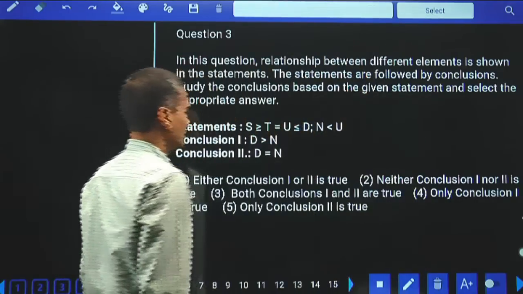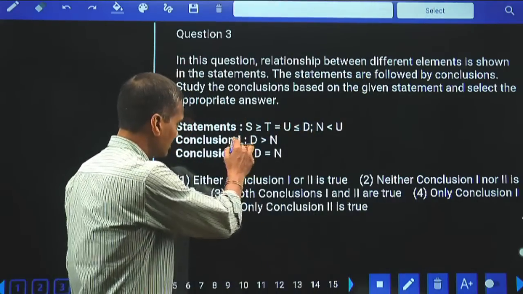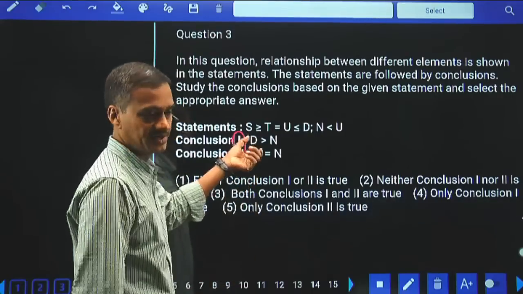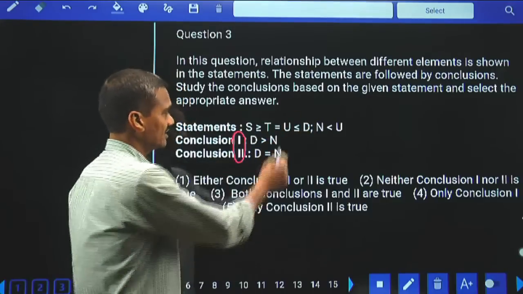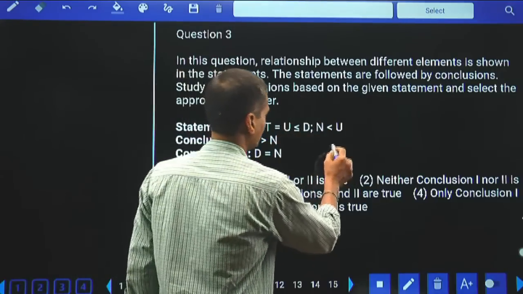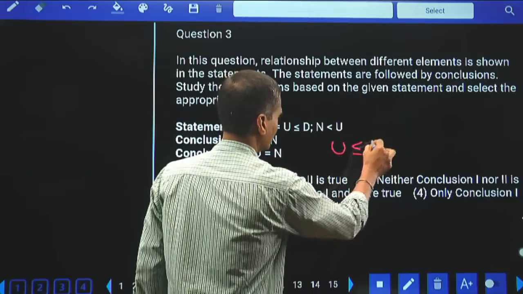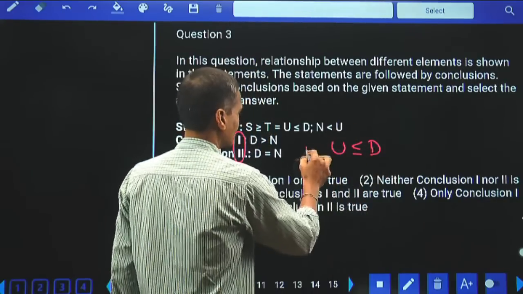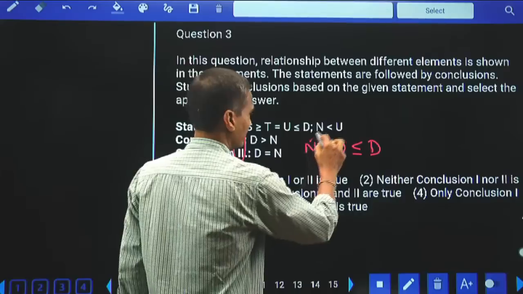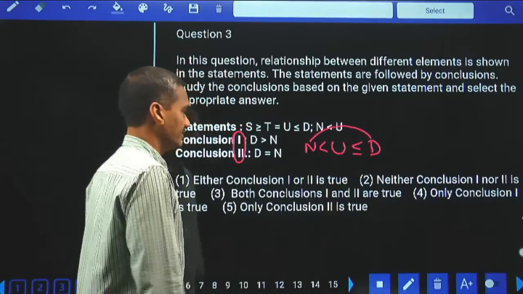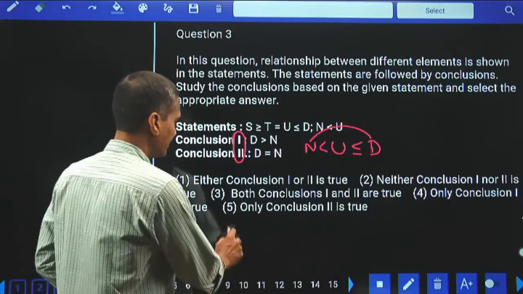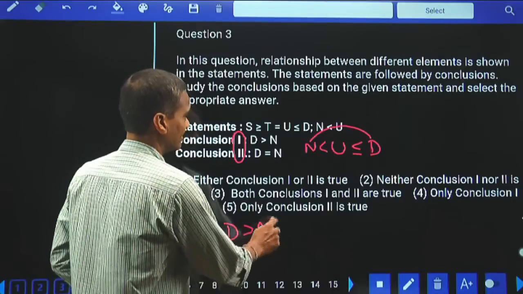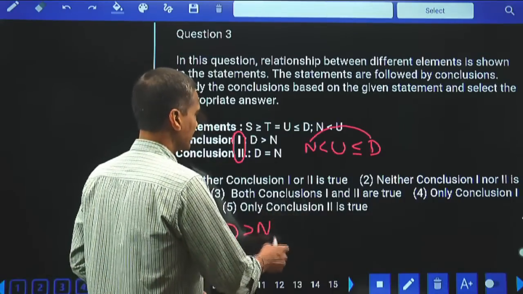Now in the third one, the relation. If you observe here, both the conclusions are in between D and N, isn't it? Then D is here, N is here. Which element is common? U is common. U lesser than or equals to D, and N lesser than U. That means, now if you observe here between N and D, N lesser than D is true. If N lesser than D is true, D greater than N is true. N lesser than D, that is nothing but D greater than N.